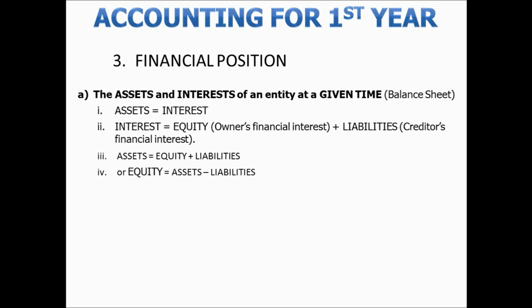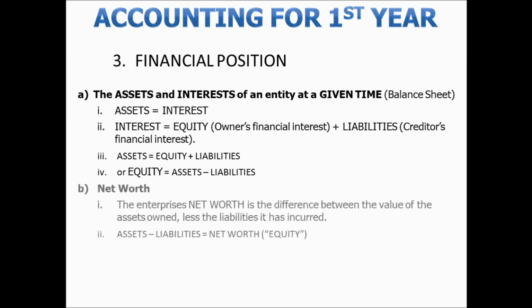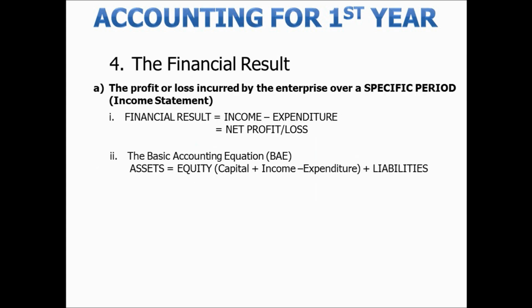Now, equity is the accounting term used to show the financial value of an enterprise, which is referred to as the net worth of a company. The enterprise's net worth is therefore equal to the assets minus its liabilities. Whereas the financial position shows us the net worth of a company at a given time, the financial result shows us the profits and losses incurred by the enterprise over a specific period. This is shown on the income statement, and it says that the financial result is equal to the income minus the expenditures, or the net profits and losses.